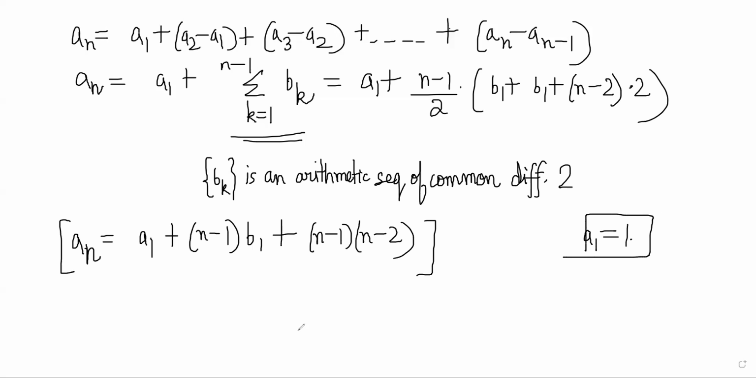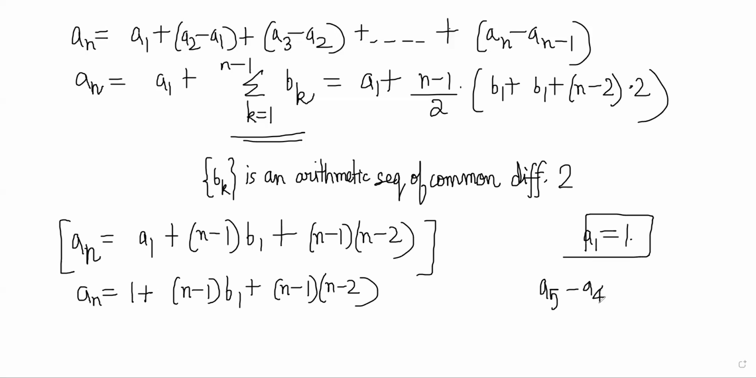That was the fourth condition in the problem. So we now know an is equal to 1 plus (n minus 1) b1 plus (n minus 1)(n minus 2). And we also know that a5 minus a4 is equal to 9. And this is basically b4, right? This is b4, the fourth term in the first order difference sequence.